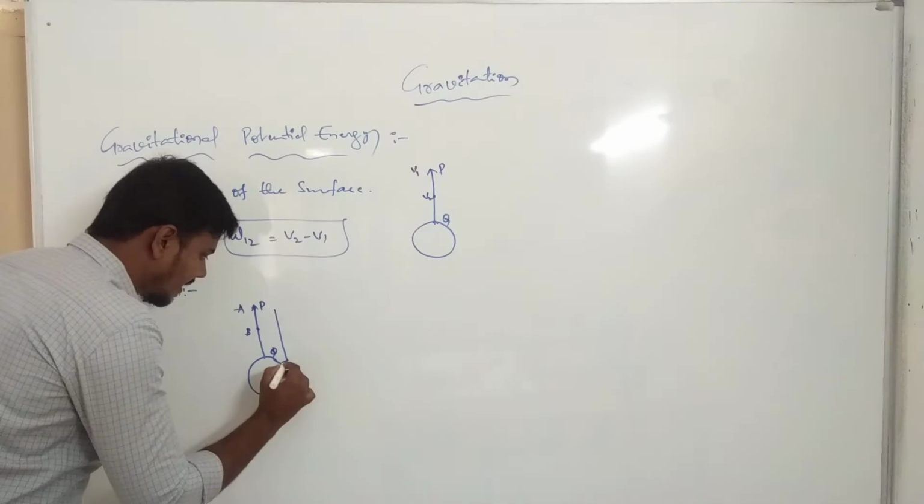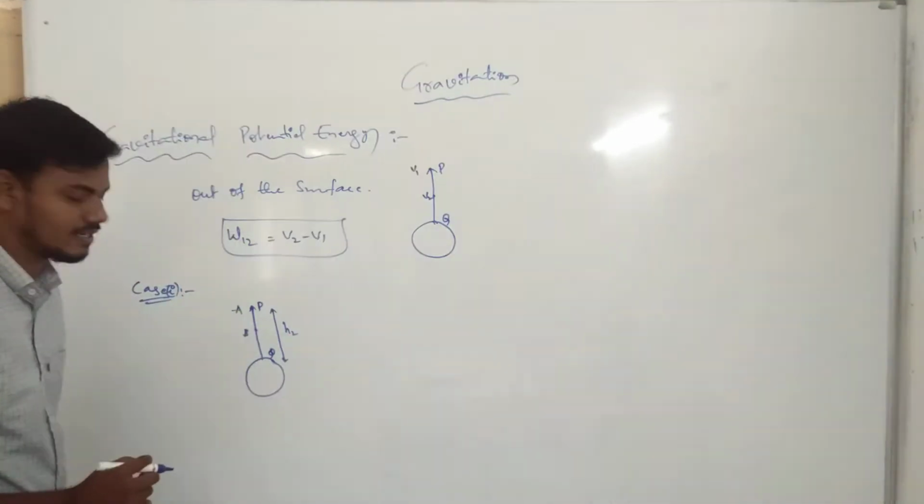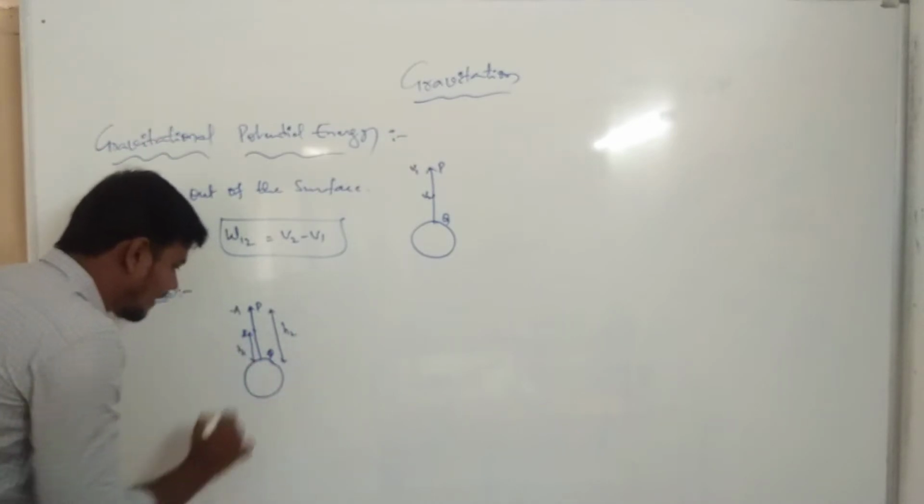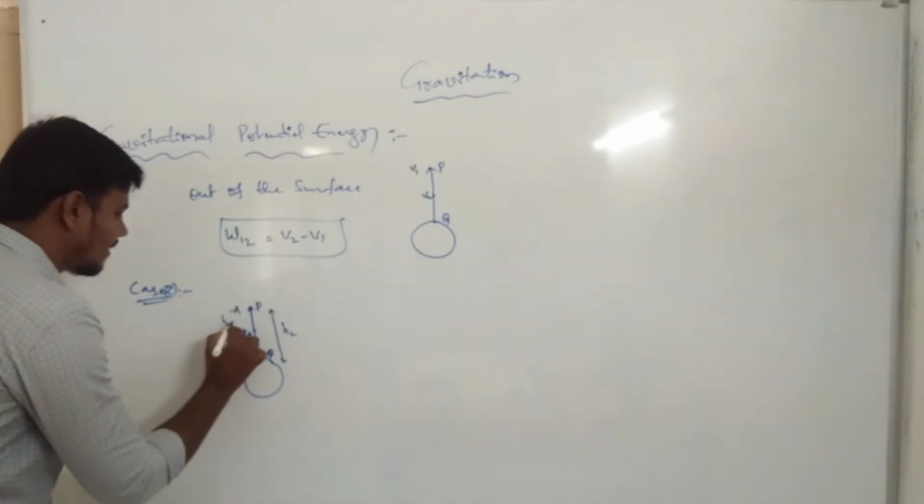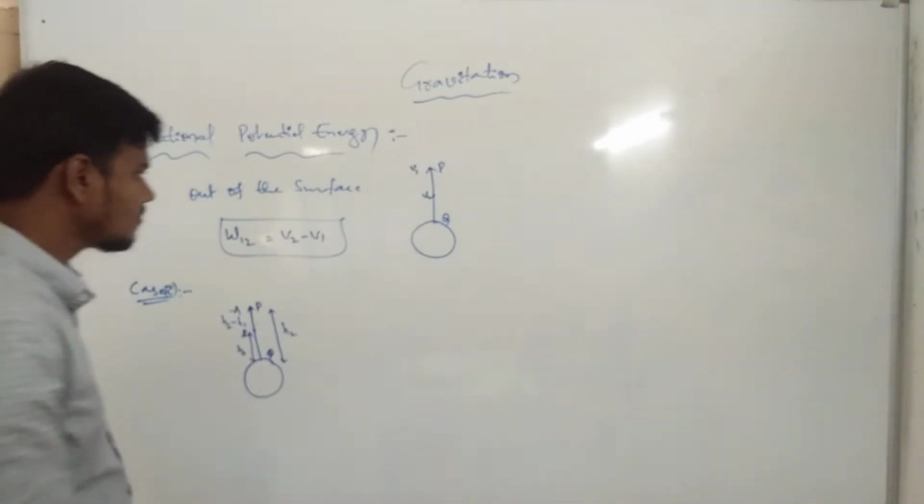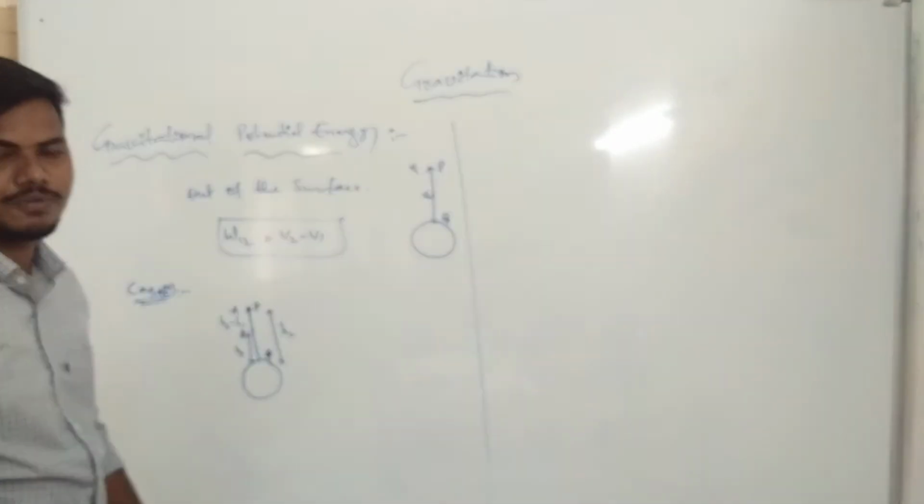At P to Q we take the height as H2. There are two heights we are introducing. At B to Q the height is H1. For AB we take the height as H2 minus H1. This was the previous case one. Now what kind of case can we introduce in H2 minus H1?